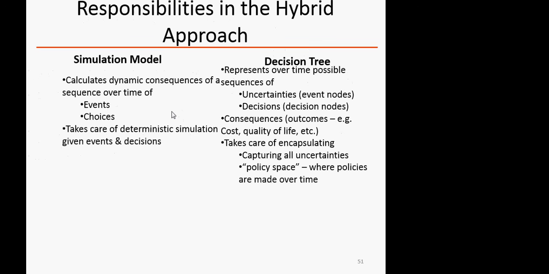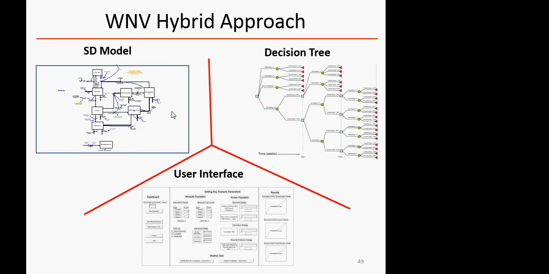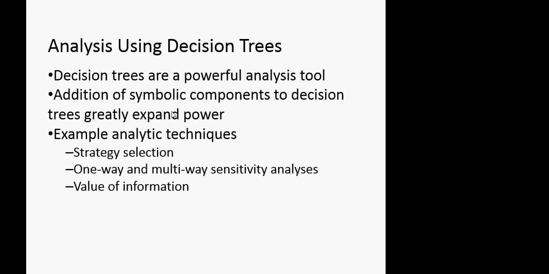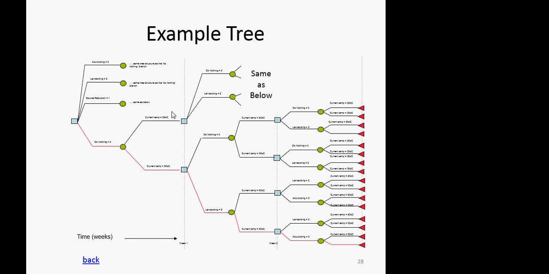By contrast, the decision tree is going to be used to represent over time possible uncertainties and decisions. So the event nodes and the decision nodes, okay? And the consequences as calculated from the simulation model. And so here, really, the decision tree is encapsulating policy space, the set of all possible things which could be done here. It's representing the set of possible choices and the set of possible eventualities.